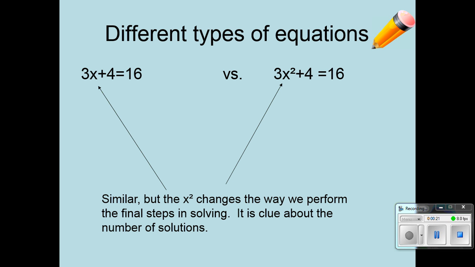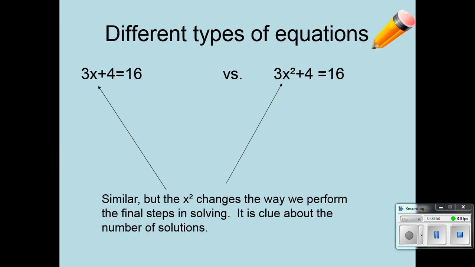All right, if you look at these two equations, you will notice the one on the left is 3x plus 4 equals 16, and the one on the right says 3x squared plus 4 equals 16. So they're very similar, but the x squared changes the way we perform the final steps. But it's also a clue to how many solutions we will have. And I did kind of talk about that yesterday with Solve by Factoring if you watched the whole video.